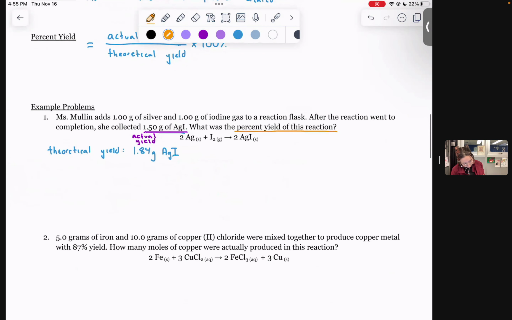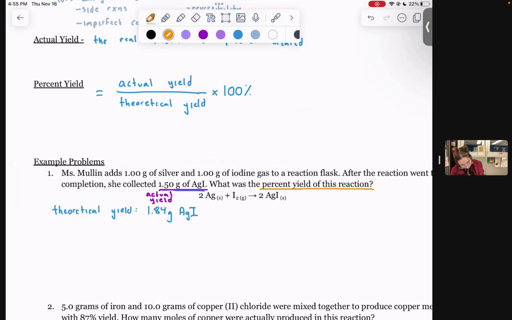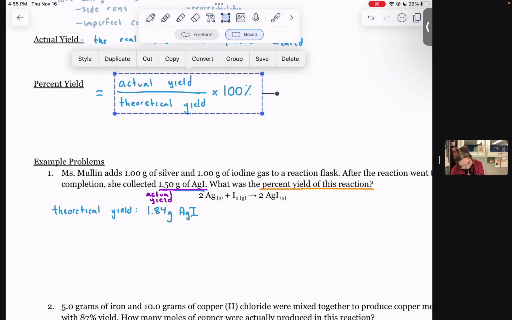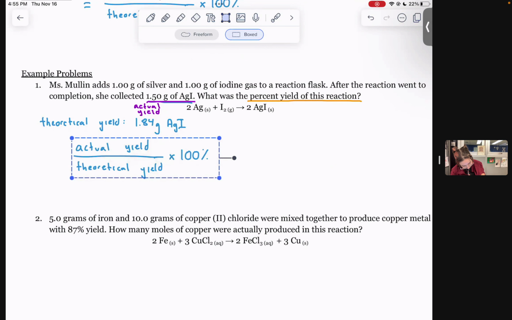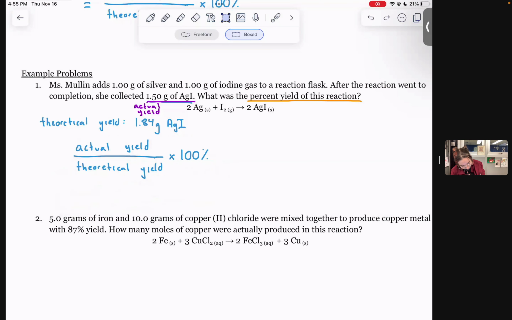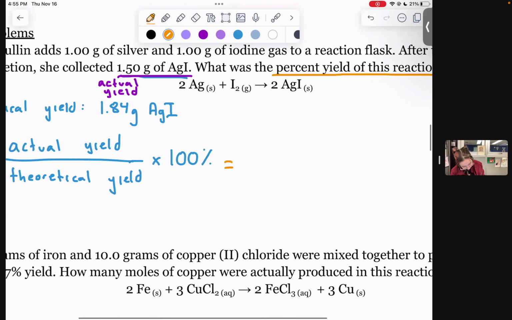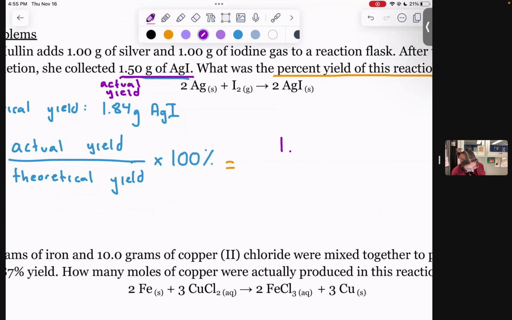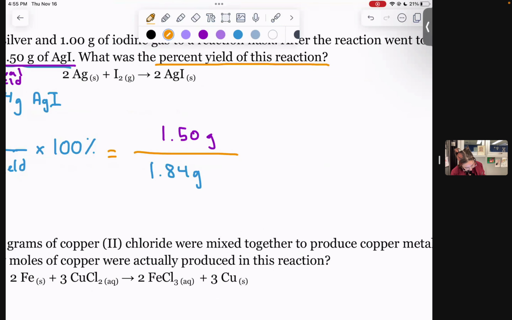So if I was to plug into my handy dandy equation those different numbers I have, so plugging in my actual yield to the top, 1.550 grams on the top, and then putting my theoretical, which I calculated above, on the bottom, and then I'll have to multiply the whole thing by 100%.